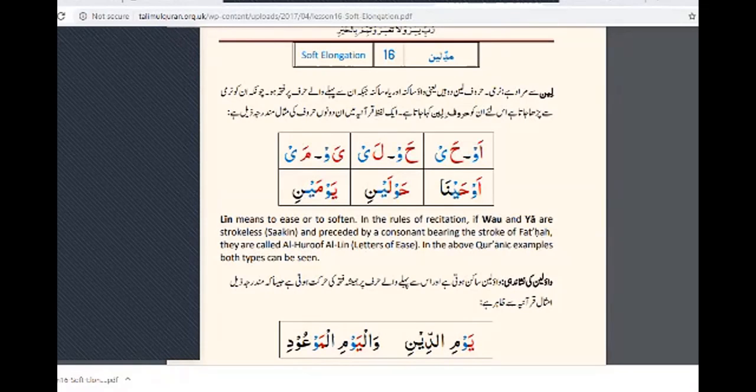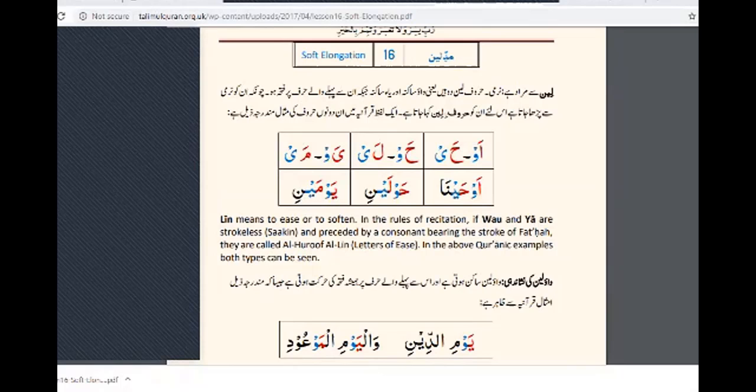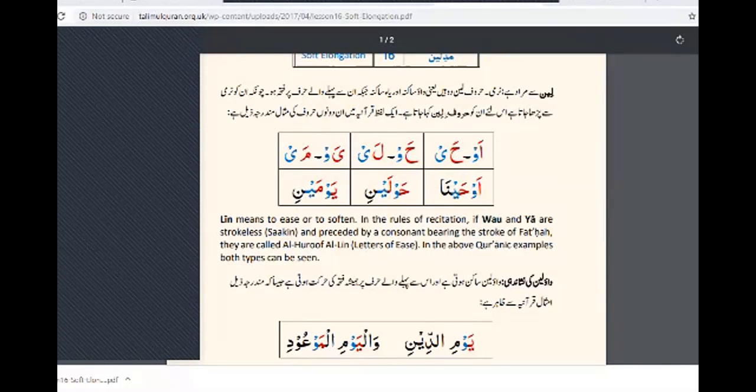Okay? So today we are doing something completely new. It's a new rule today. It is called soft elongation, or al-haruf al-leen, letters of ease. So I'm just going to read through this first section for you so that you understand what we're doing. We're going to look at the examples, and we're going to work through them very, very slowly together.